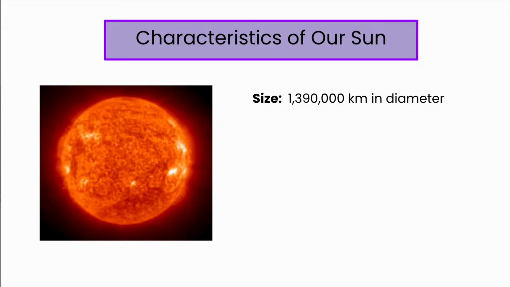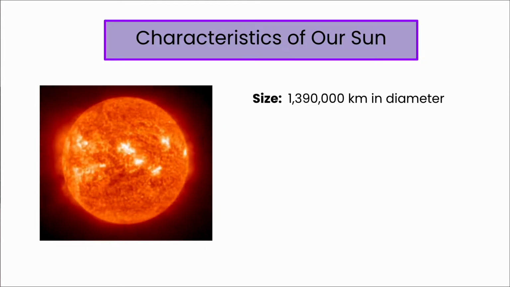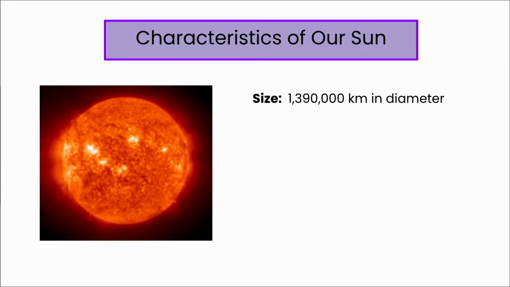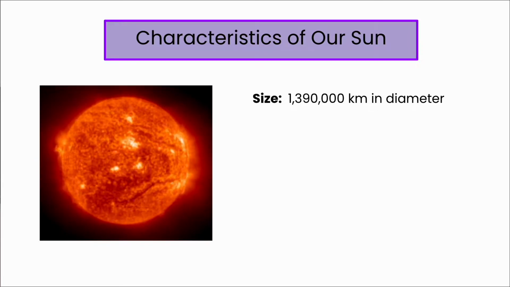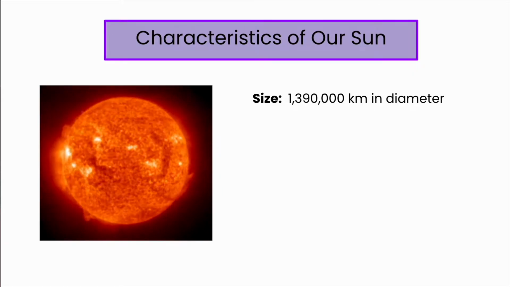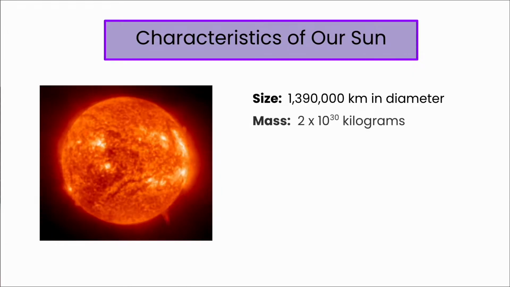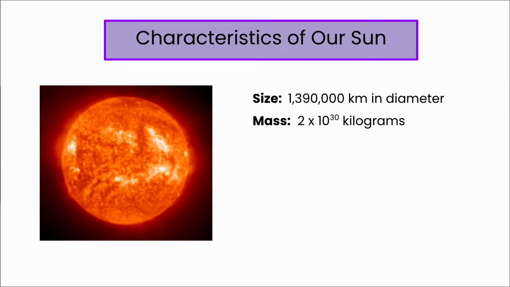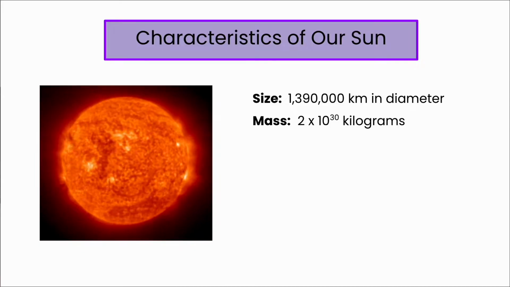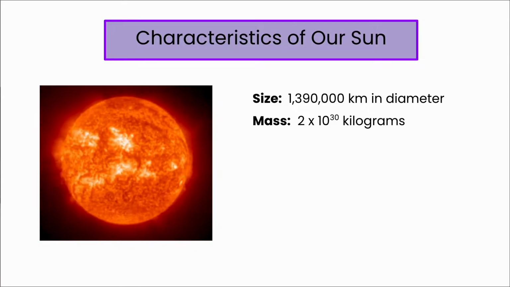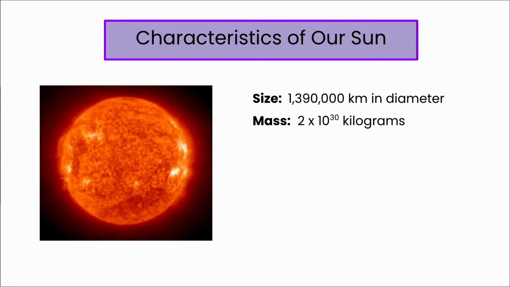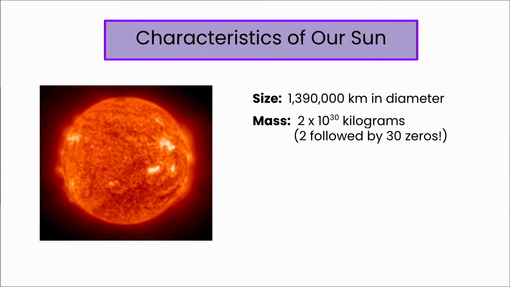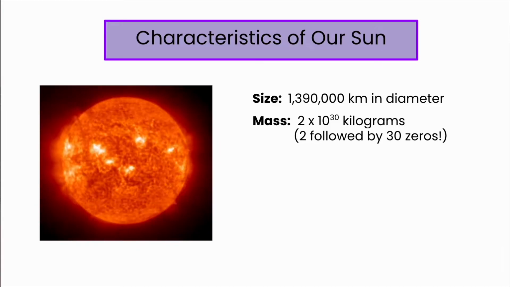First of all, its size is over 100 times greater in diameter than the Earth, so it is 1,390,000 kilometers in diameter. It is one of the largest stars in our Milky Way galaxy, and the mass of the sun is over 300,000 times greater than that of Earth. So it's 2 times 10 to the 30 kilograms. That is a 2 followed by 30 zeros.